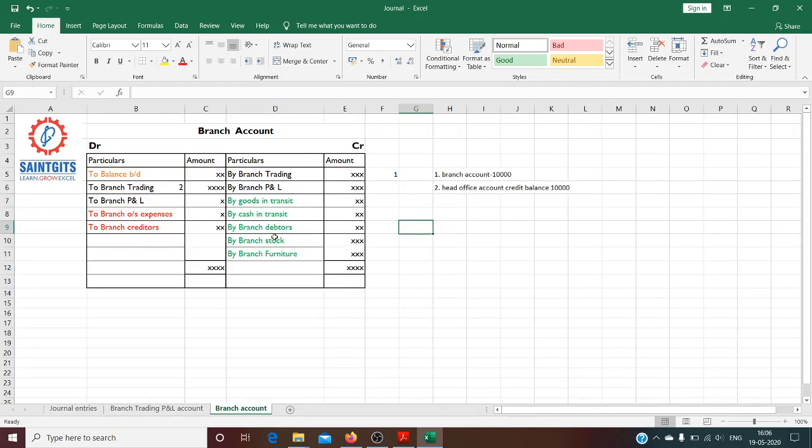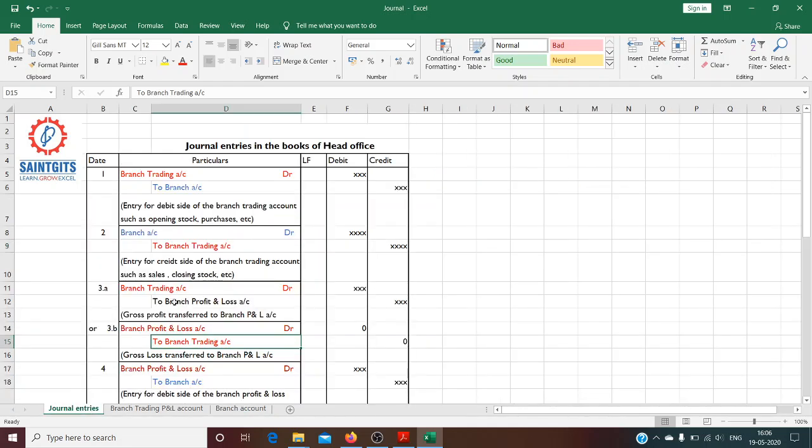It's very, very important. When we are finding the gross profit amount, the entry required for getting the profit won't be affected in branch account, because the debit account is branch trading account and the credit account is branch profit and loss account. Nowhere are we considering branch account alone. So it's very, very important for the students while attending the question during the exam.